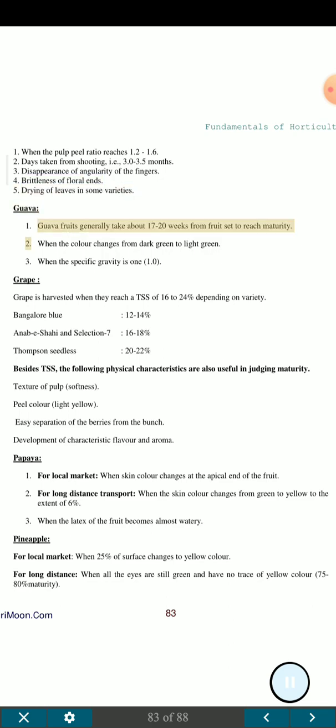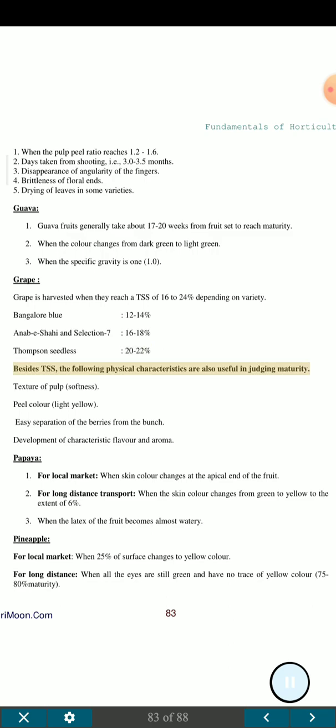Guava. 1. Guava fruits generally take about 17 to 20 weeks from fruit set to reach maturity. 2. When the color changes from dark green to light green. 3. When the specific gravity is 1.0. Grape. Grape is harvested when they reach a TSS of 16 to 24% depending on variety. Bangalore Blue, 12 to 14%. Anab-e-Shahi and Selection 7, 16 to 18%. Thompson Seedless, 20 to 22%.